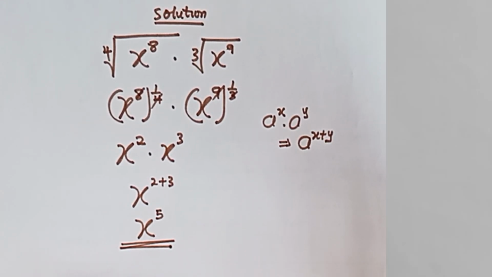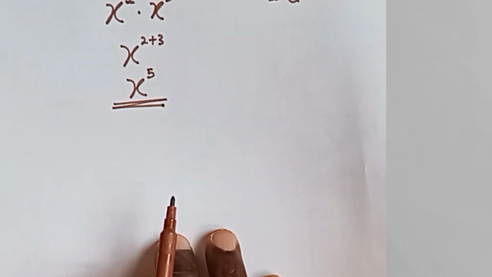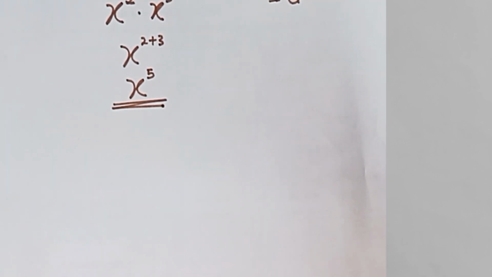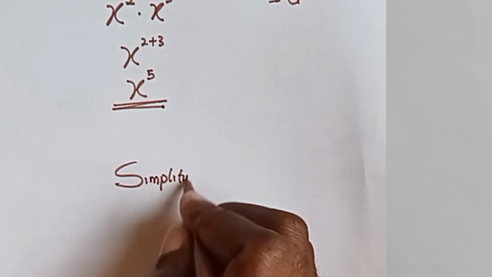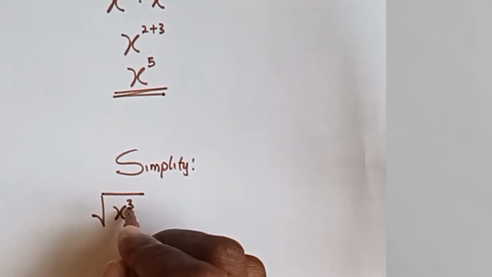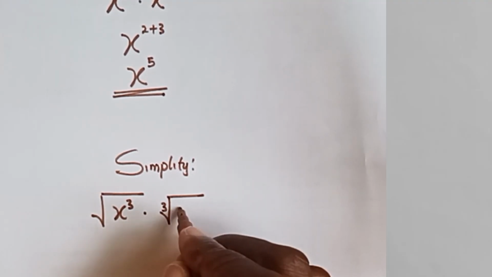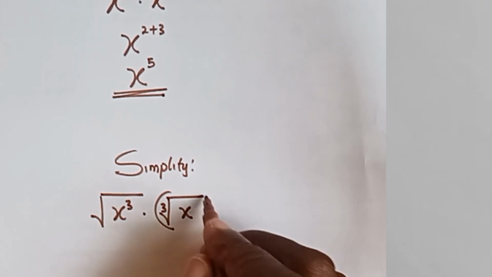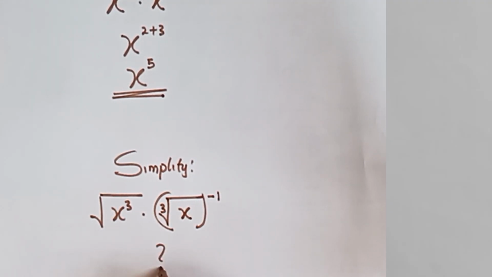Alright, so this is what I want us to do, and I want us to write our answer in the comment section. The question is: simplify the square root of x raised to the power 3 multiplied by the cube root of x raised to the power minus 1, everything minus 1. Okay, so I want us to solve this and keep our answer in the comment section.